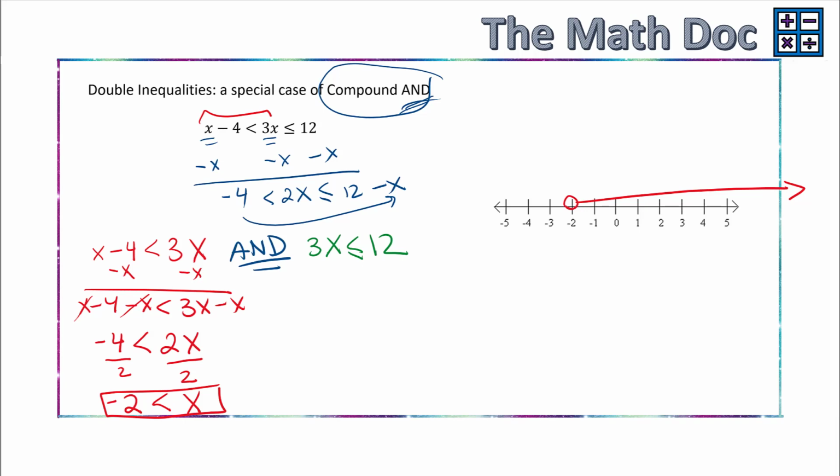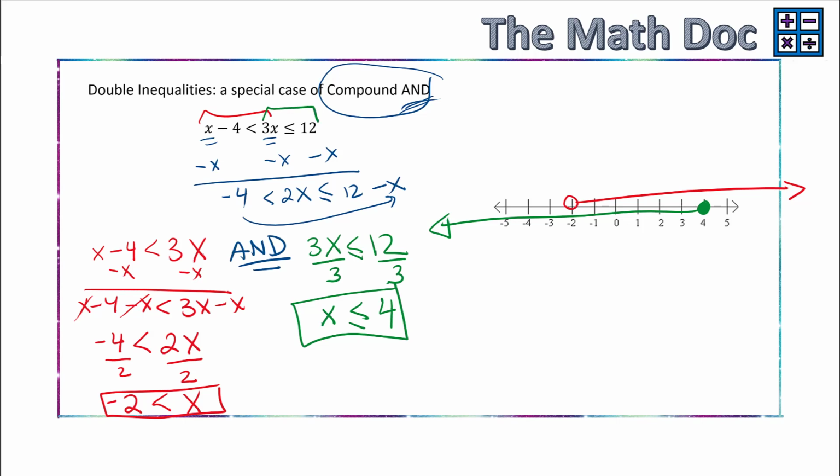Now, let's go on and solve the right-hand side. So we have 3x is less or equal to 12. Let's divide by 3. And we have x on the left-hand side, right? 3 divided by 3 is just 1, is less or equal to 12 divided by 3, which is 4. So on the right-hand side, here's 4, and for any x less or equal to 4, this inequality is satisfied.